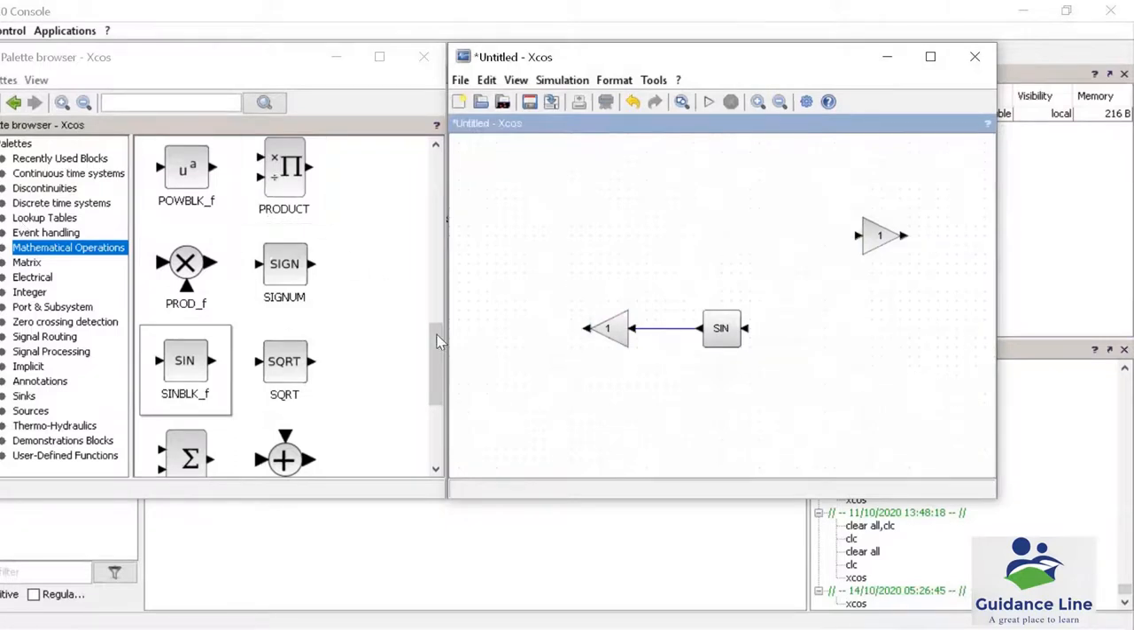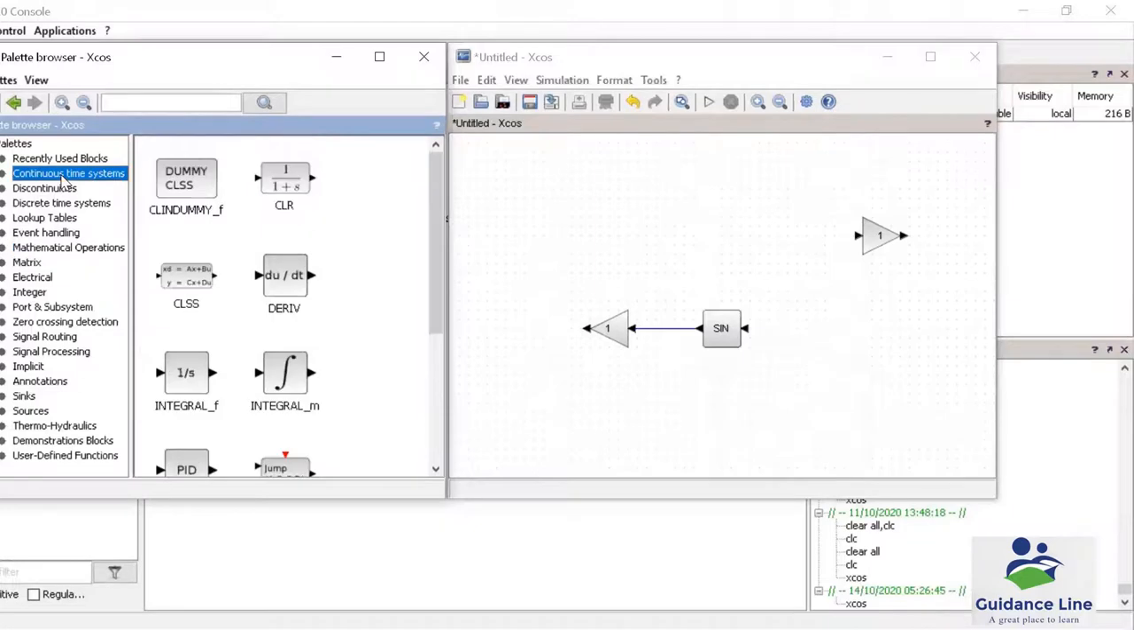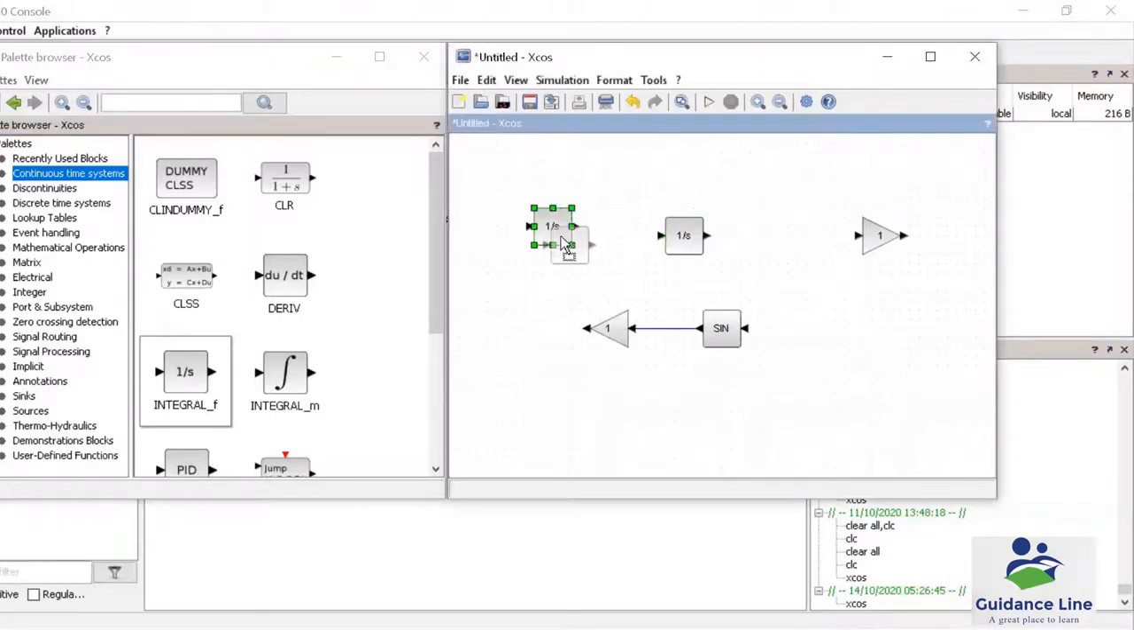Next we require an integral function, which I found in the continuous time systems, and you can see over here the block representing the integral of f. I am simply dragging and dropping the two blocks over here, which represent an integral operation, and I simply connect both of these blocks.